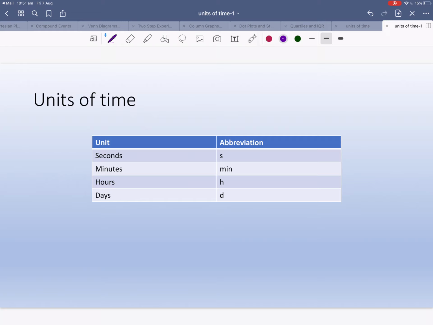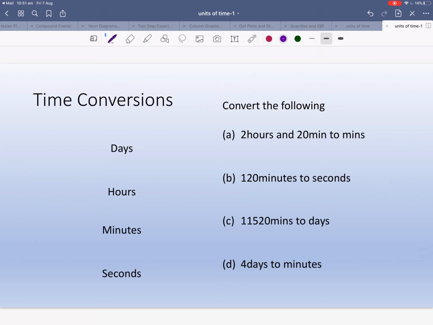So here we've got units of time. We've got seconds, minutes. So seconds is abbreviated by just s. Minutes is min. Hours is just lowercase h. And days is lowercase d. So make sure you write this down so it's clear that you know what we're talking about. All right, let's get on to the examples.